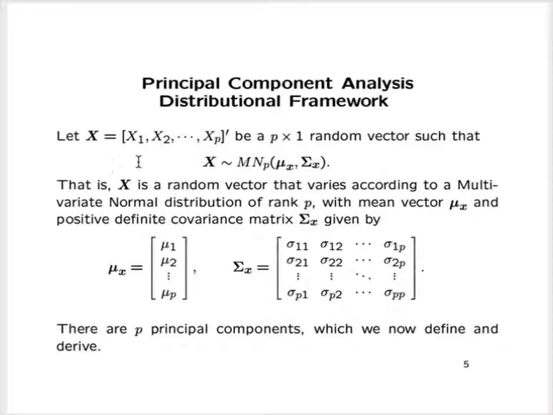Now, there are p response variables comprising the response vector, and so there are p principal components available to us. So when we have p response variables, there are p principal components that we can construct and use. I would also reiterate that each of the p principal components is calculated using all p of the original variables. Now let's look and see how we derive them.